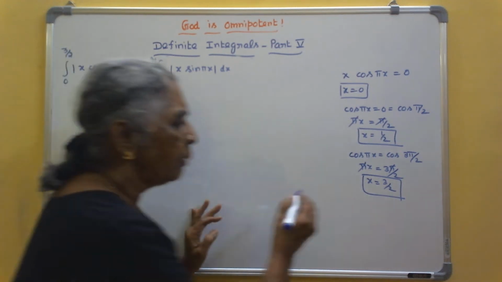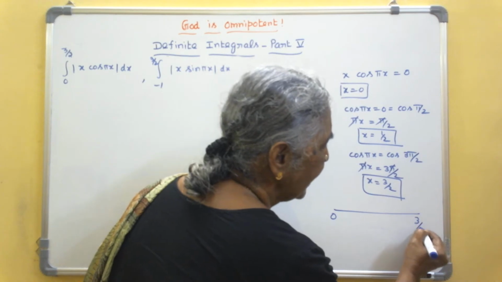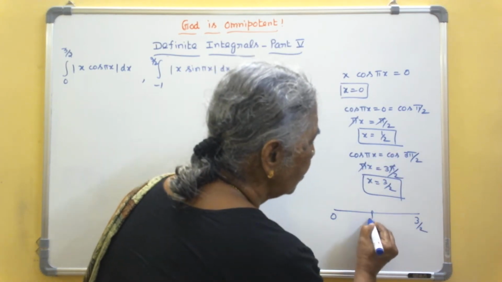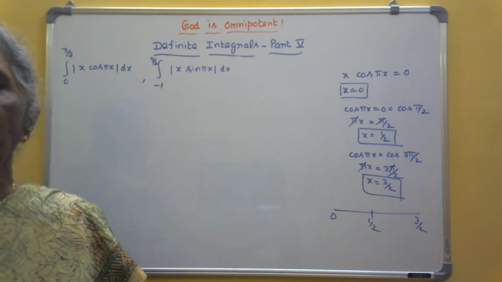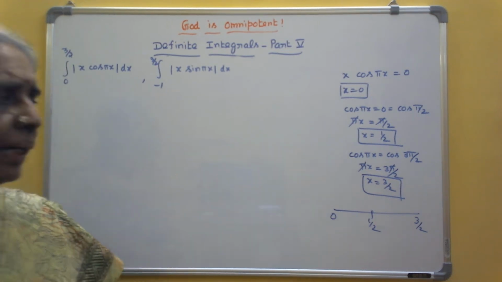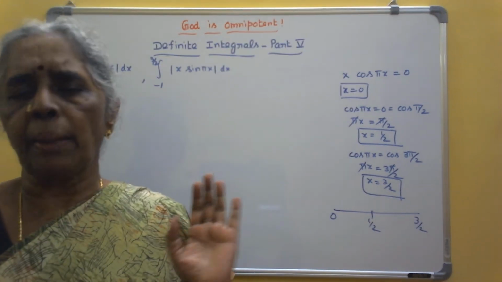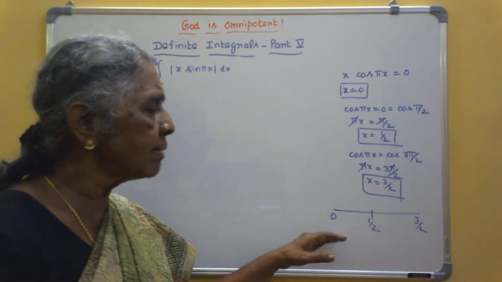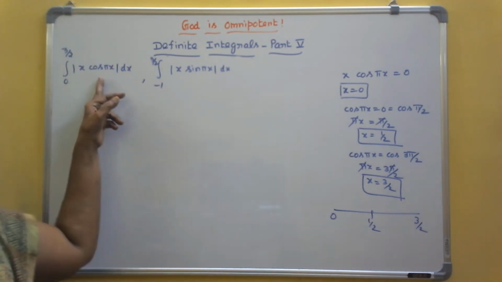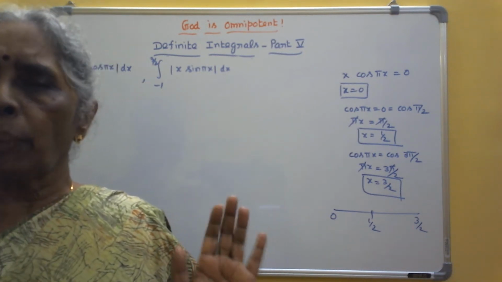So now in my number line where I will have the a as 0, the b as 3 by 2, that one value which is 1 by 2 is coming as the c here. So I get only two intervals. One is 0 to half, the other one is half to 3 by 2, right? Now I have to actually check in which interval this mod x cos pi x is positive and in which interval that is going to be negative.